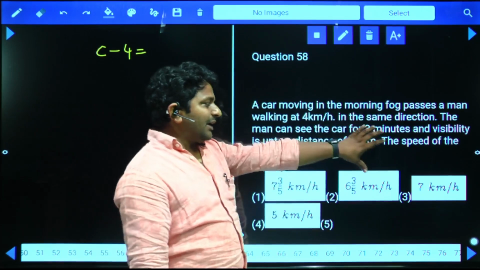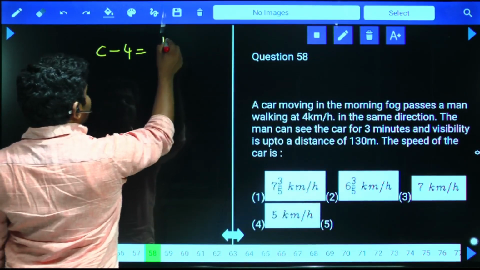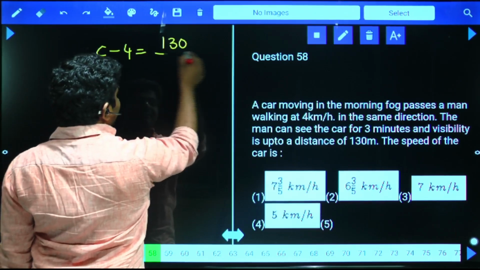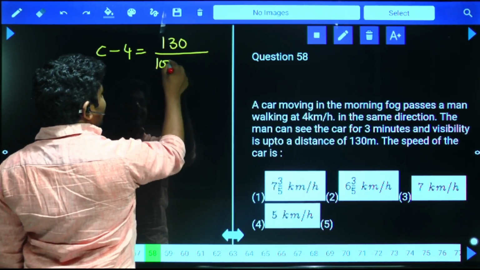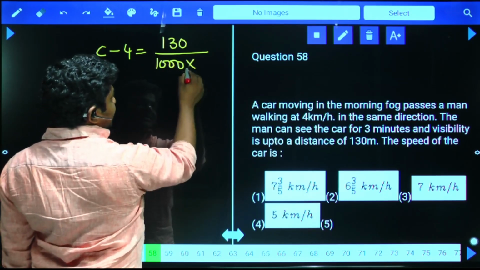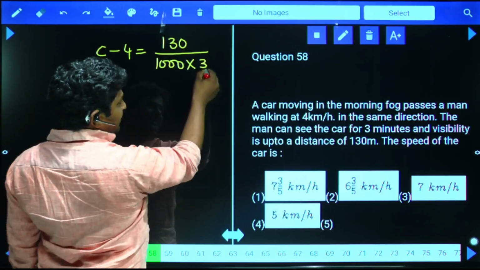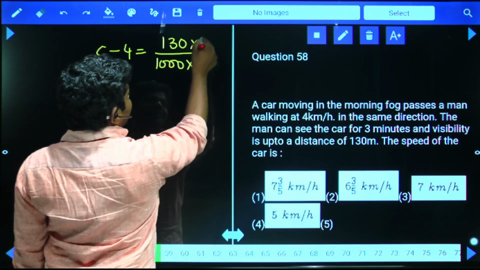So relative speed in this case is equal to distance by time. Distance is 130 meters. Meters converted to kilometers, that is divided by 1000. And in how much time? 3 minutes. Distance by time is equal to relative speed. 3 minutes, minutes converts to hours by 60, that will come to numerator.